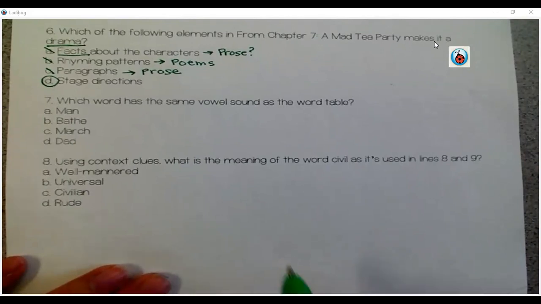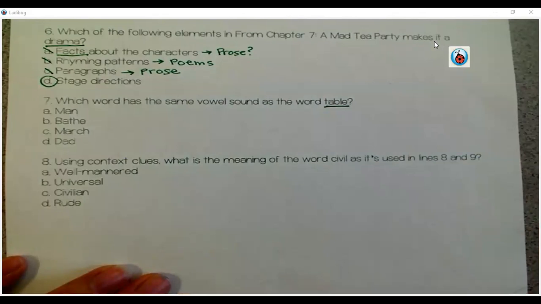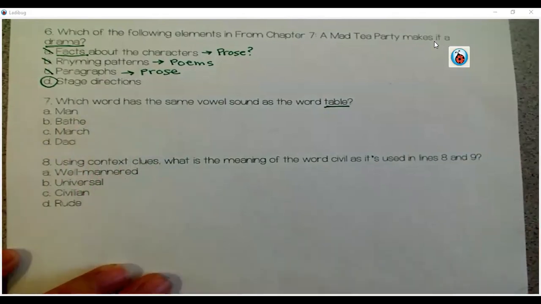Which word has the same vowel sound as the word table? Say table to yourself at home. And then in Kidum, I want you to go answer, is it A, B, C, or D? Which word has the same vowel sound as table?